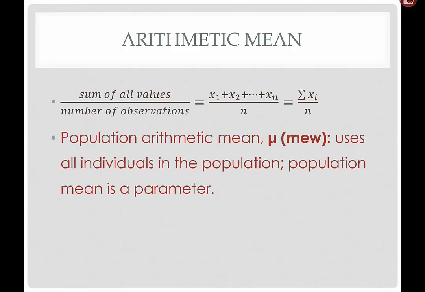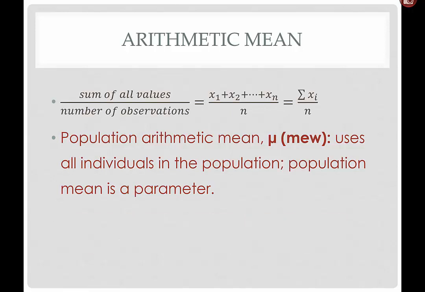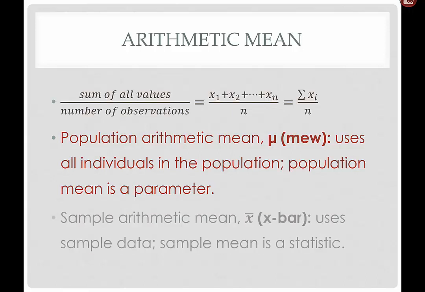So the population mean is called mu. That's a Greek letter, kind of looks like an M, but it's called mu, and it is a parameter because it is the mean of the population. So it's describing the population. And then we have the sample arithmetic mean, which we call the sample mean. It's called x bar, and you can see that it's noted with an x with a bar at the top. And it is a statistic because it's describing the sample.